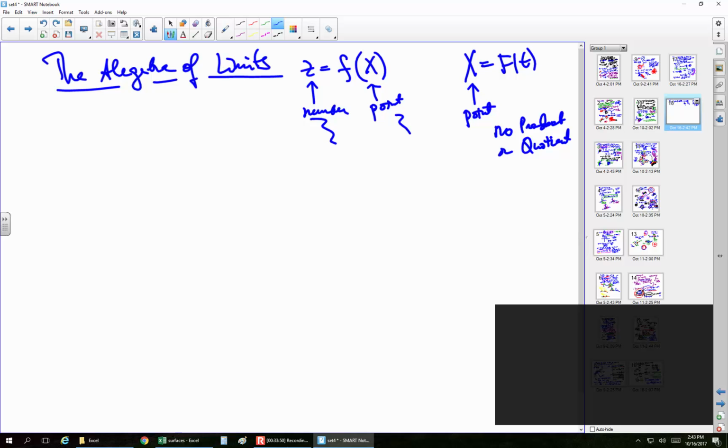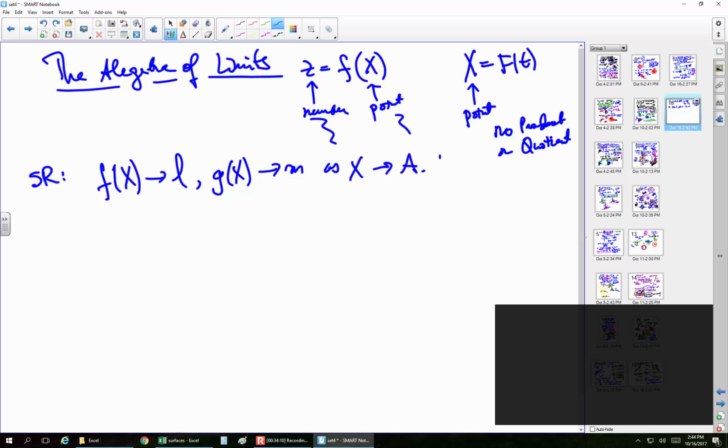Okay, here we're going to have all of them. So starting with the sum rule, I will put it in the abbreviated form, so we don't have to work too hard. We start with f of x going toward L, and g of x going toward M as x approaches A. And then we draw four conclusions about the new limits. So that's the theorem.